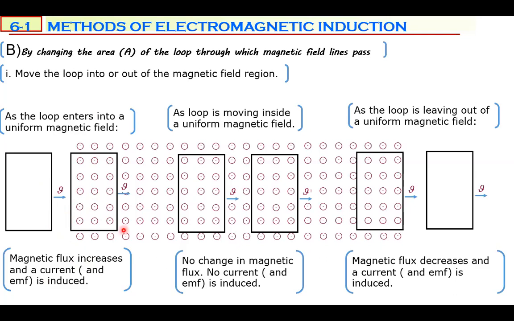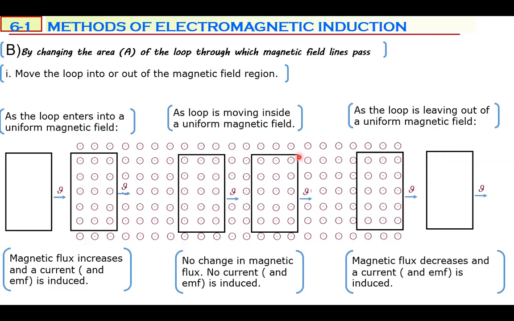Or when you are pulling it out of the magnetic field: it is initially inside the magnetic field, magnetic flux is maximum, but when you take it out of the magnetic field region, what is the magnetic flux now? Zero, from maximum value to zero value. So the magnetic flux decreases here. Again, magnetic flux changes. That's why, when entering or leaving a magnetic field region perpendicularly, there will be a change in magnetic flux, and an induced current or induced EMF on this loop.